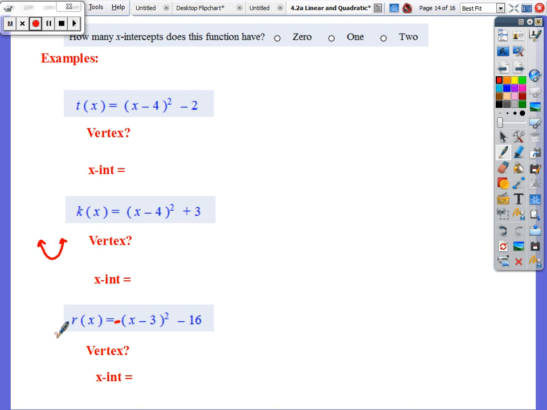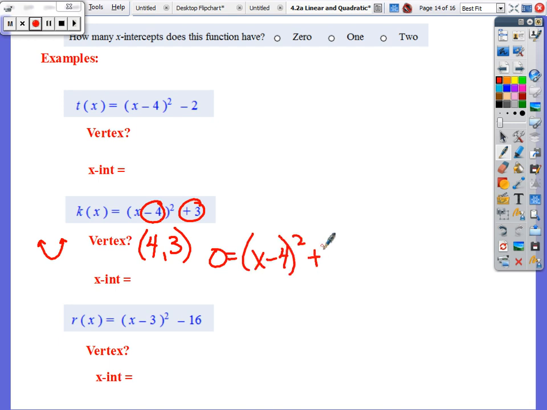Okay, so if we had something like that, that's your A is negative, frown face, concave down. But all 3 of these are concave up. So we go ahead and say, what's our vertex? Well, it's the opposite of what you see here. That's your H. And then it's exactly what you see here, 4, 3. What are your x-intercepts? Set your quadratic equal to 0. You can see this is going to be the same things over and over.